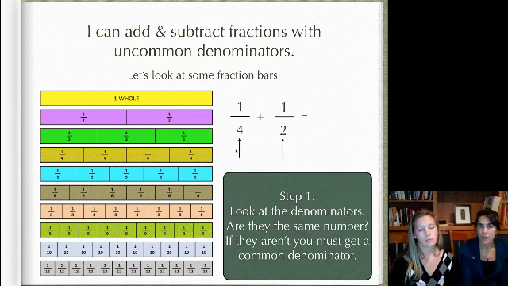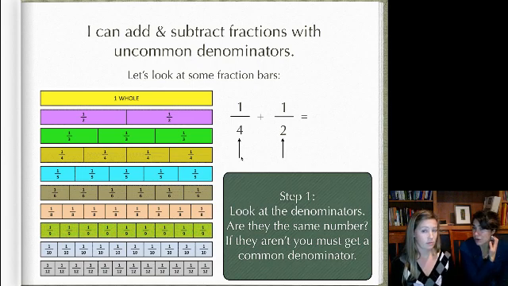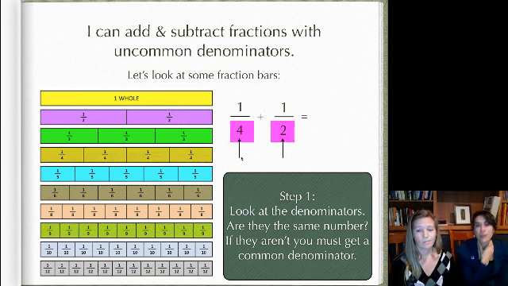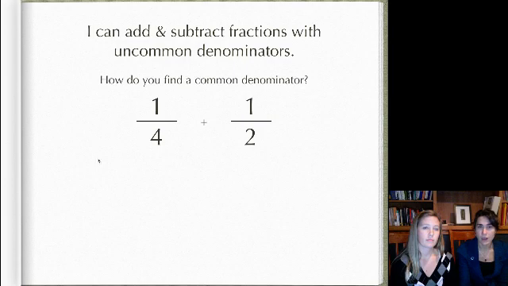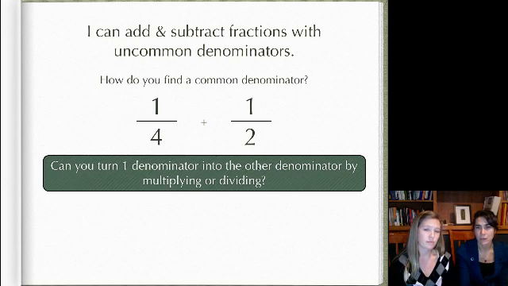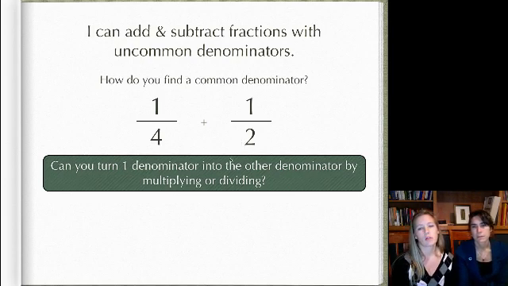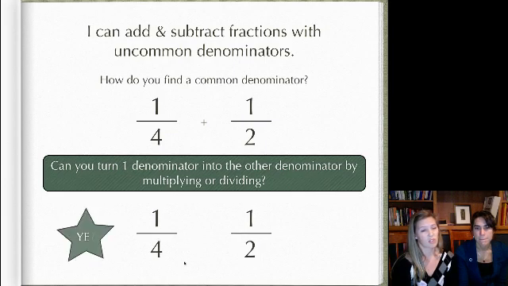So, looking here at these denominators, are they the same number? Nope. If they aren't, you have to get that common denominator. So we're going to figure out how we actually do that. We have 1/4, 1/2 again, and we have to think to ourselves, how do we find this common denominator? Do you think you can turn a denominator into the other denominator by multiplying or dividing? Look at the 2 denominators. We have a 4 and a 2. Can you turn one of them into the other by multiplying or dividing? That's what we're thinking. In this case, what do you think? I know I can turn a 2 into 4.